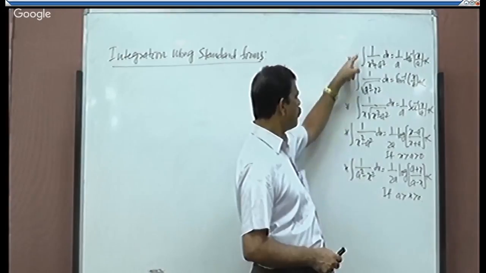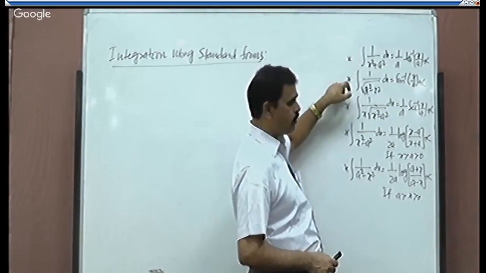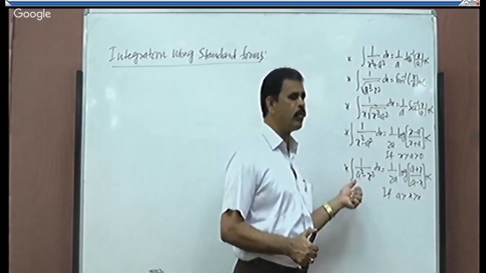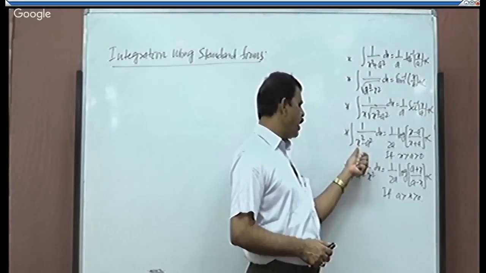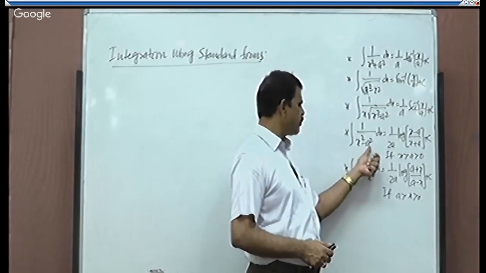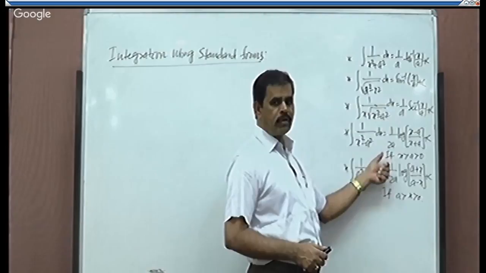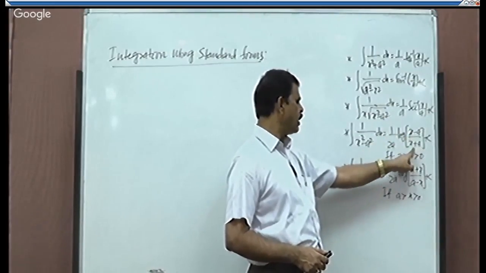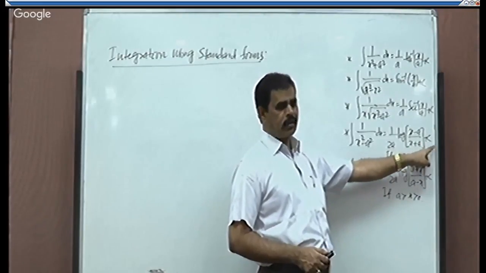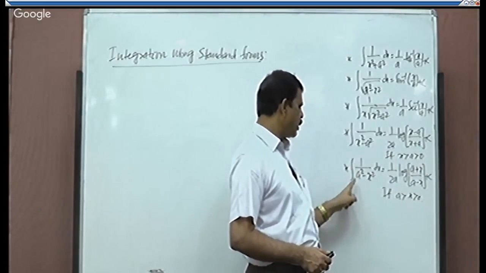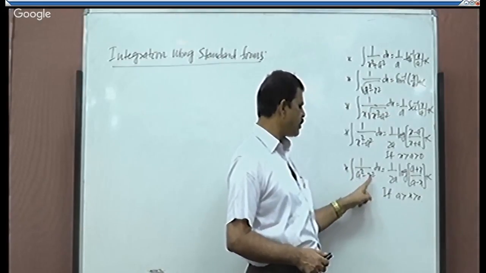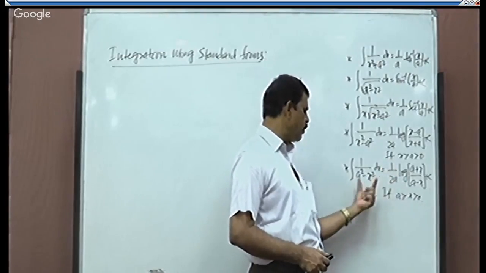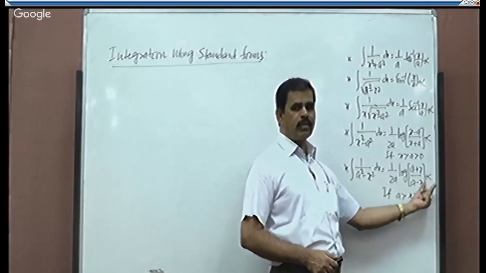These three we have to derive: first one, second one, third one. The other two we can derive, but it is out of scope. Just remember the formula: integration of 1 by x square minus a square dx is equal to 1 by 2a into log of x minus a by x plus a plus c. Last one, integration of 1 by a square minus x square dx, just reversed, is equal to 1 by 2a into log of a plus x divided by a minus x plus c.